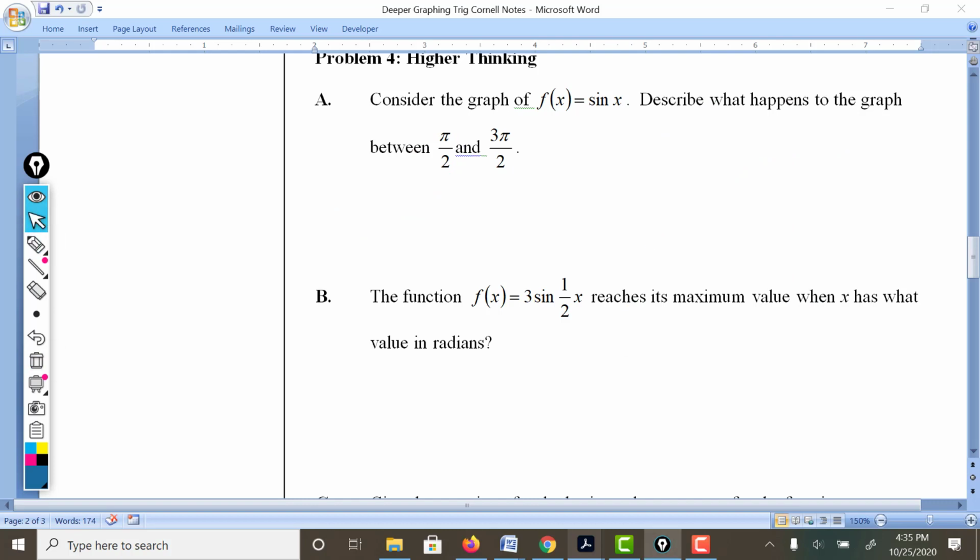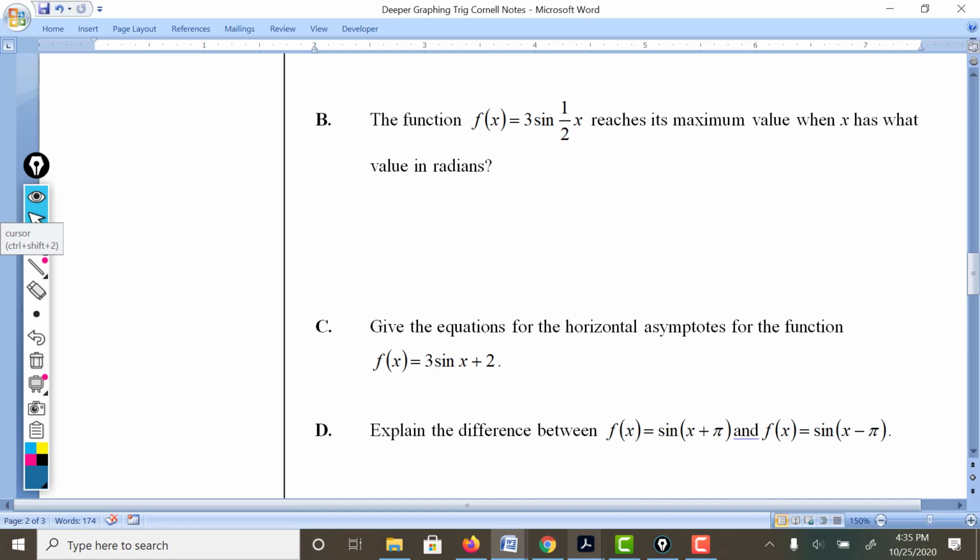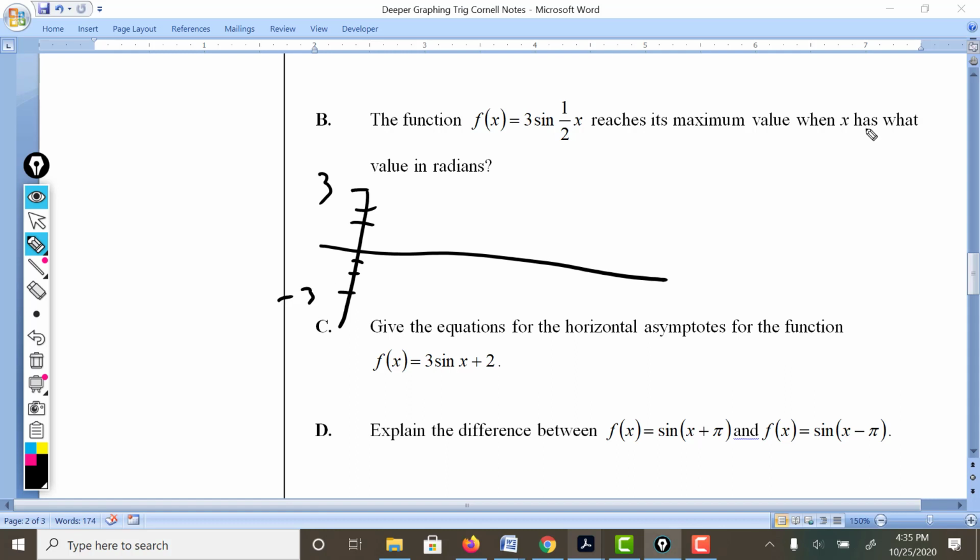Part B. The function f of x equals 3 sine of 1 half x reaches its maximum value when x has what value in radians? If we were to quickly graph this, looking at it quickly, there is no vertical or horizontal shift. It has an amplitude of 3, and of -3, so we know it's going to have a max at 3. The question is the period. If this is b, then the period is 2 pi over b. That's 2 pi over 1/2, and I'll let you check, but it'll be 4 pi.